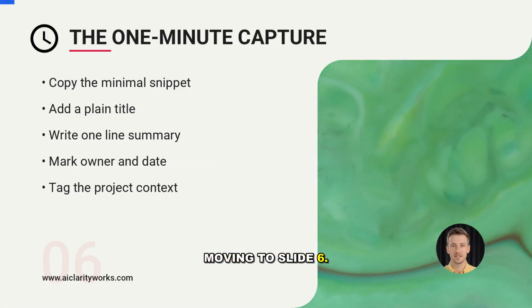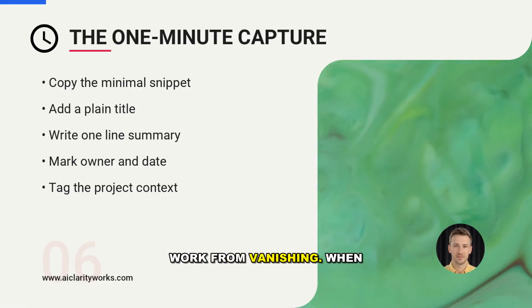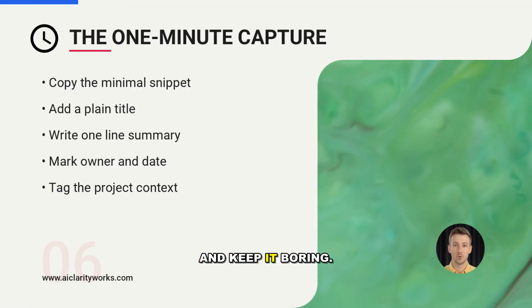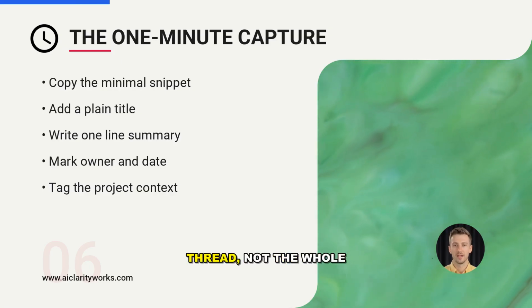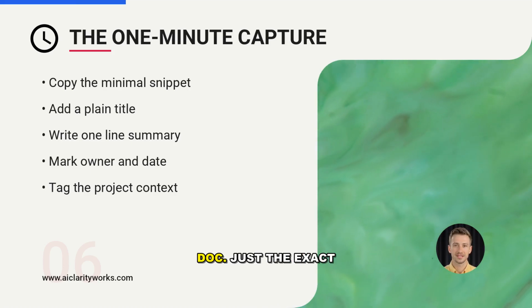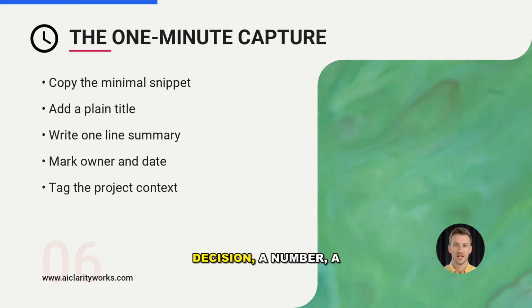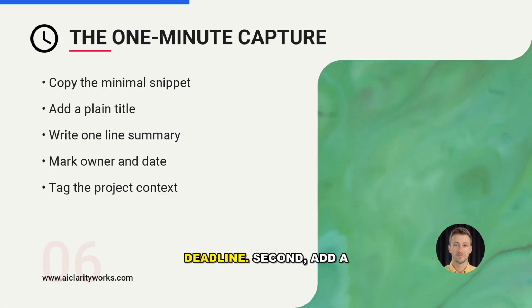Moving to slide 6. Here is the fastest way to stop good work from vanishing. When something matters, capture it in under 1 minute and keep it boring. First, copy the minimal snippet, not the whole thread, not the whole doc, just the exact line that changes what you will do. A decision, a number, a constraint, a promise, a deadline.